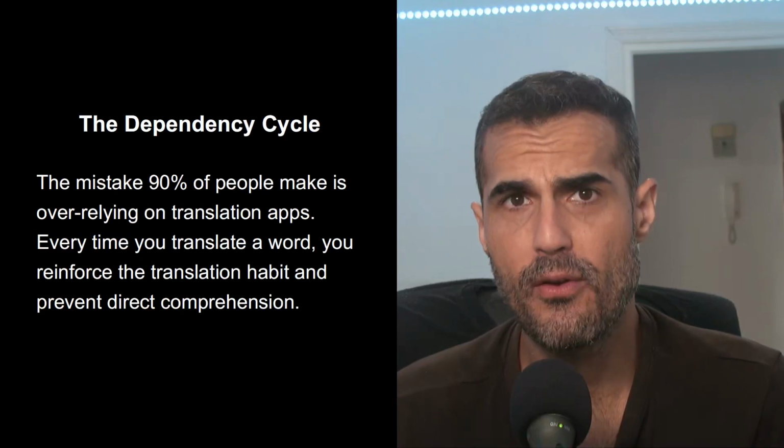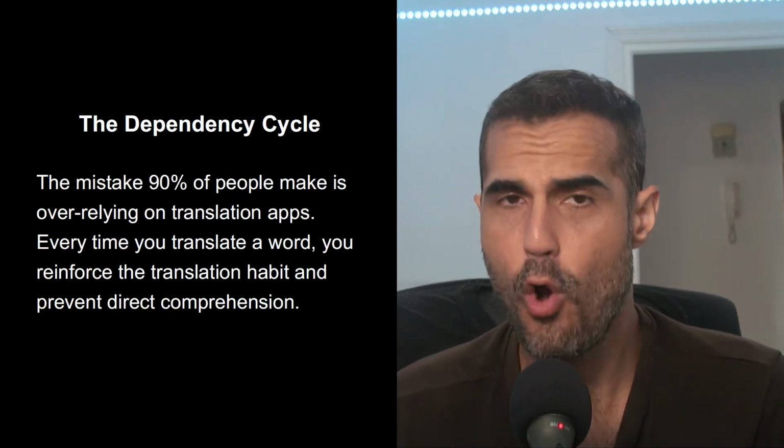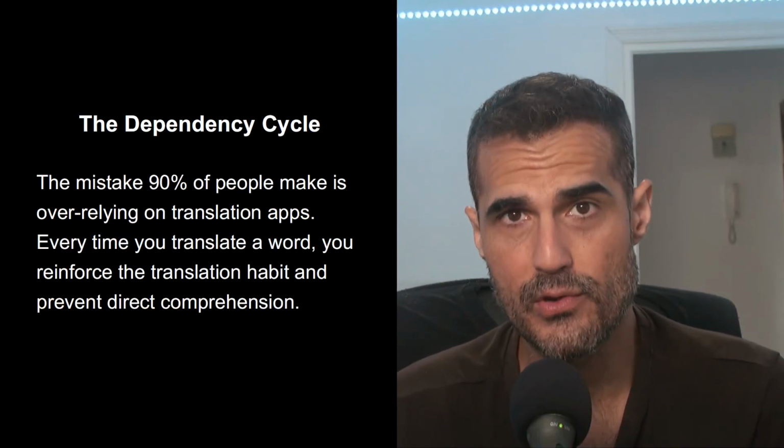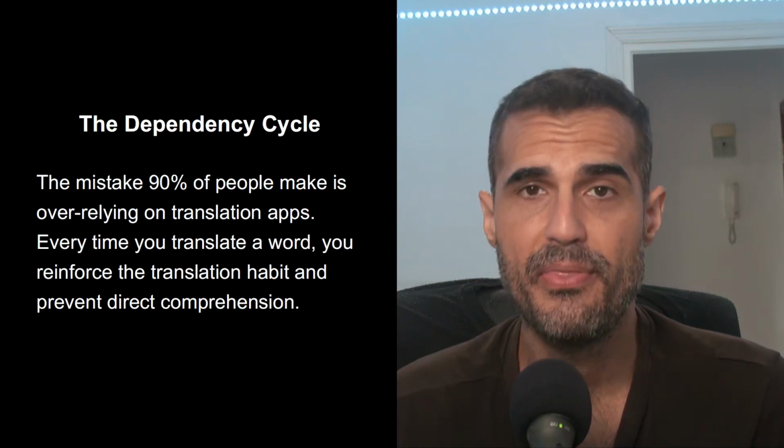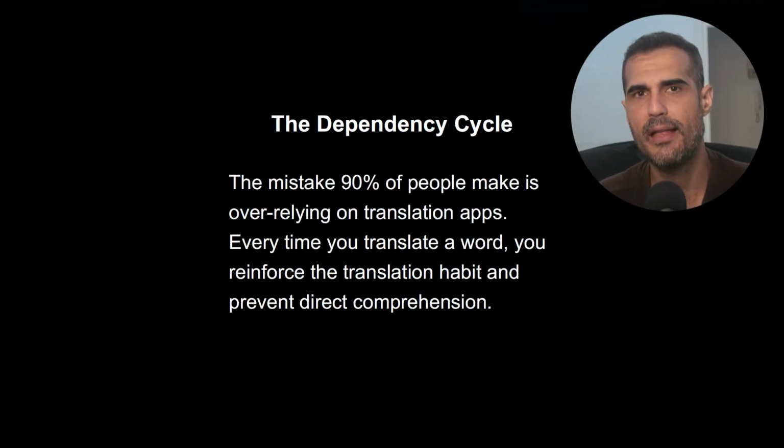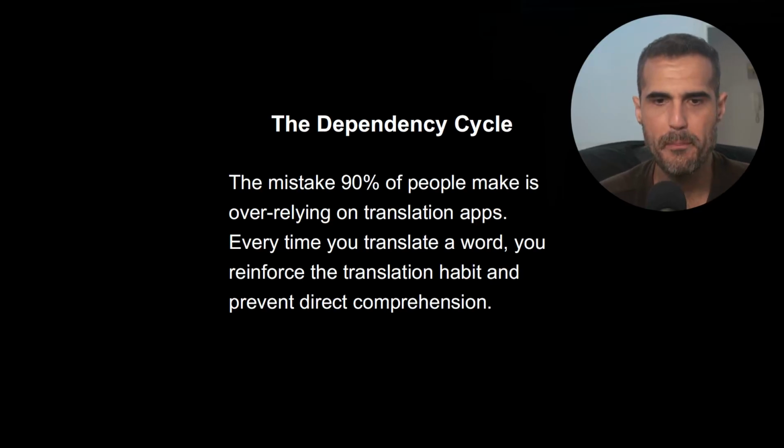People over-rely on translation apps. You don't want to keep translating every single thing that you find so that you can know 100% what it means in your native language. This is a habit that prevents direct comprehension. I know this sounds counterintuitive most of the time, because in schools and language schools, they always want to tell you that you need to know the word in your native language, because when you know the word, that means that you really understand.